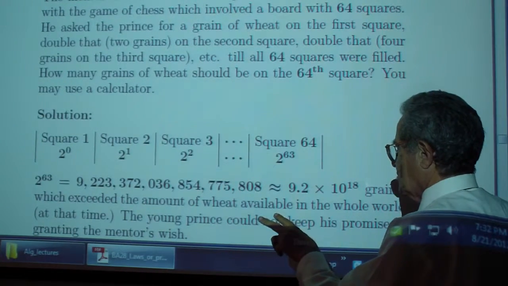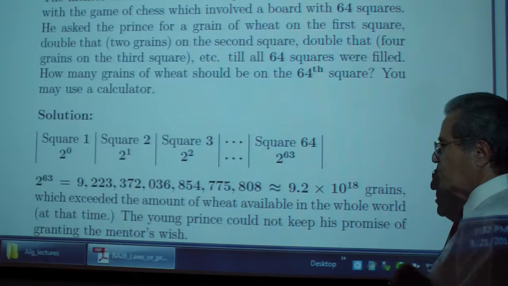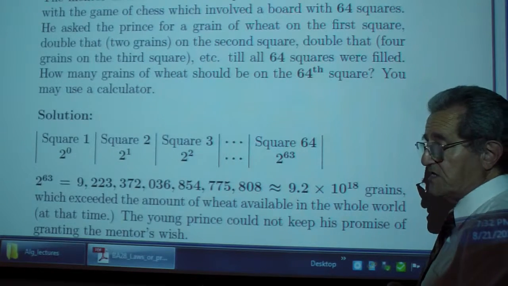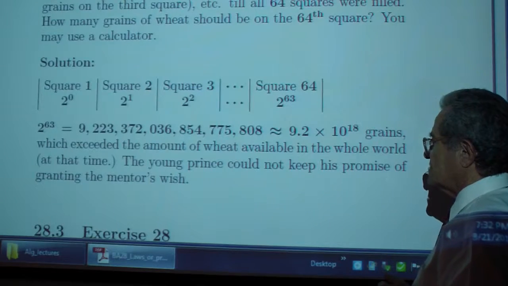This number of grains exceeded the amount of wheat available in the whole world at that time, and maybe even today. The young prince could not keep his promise of granting the mentor his wish.